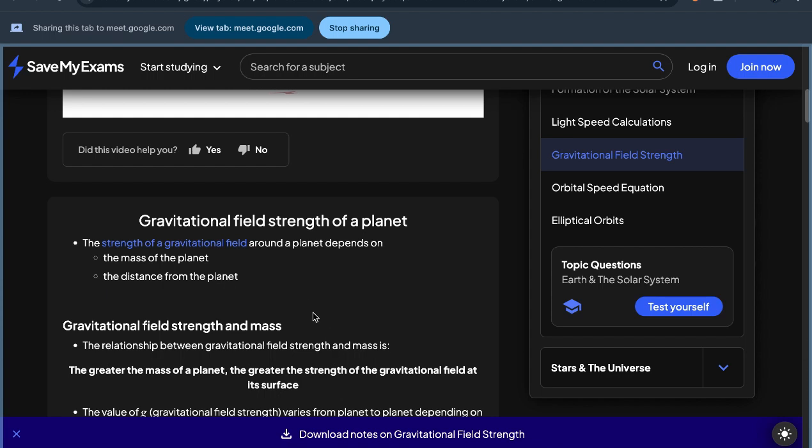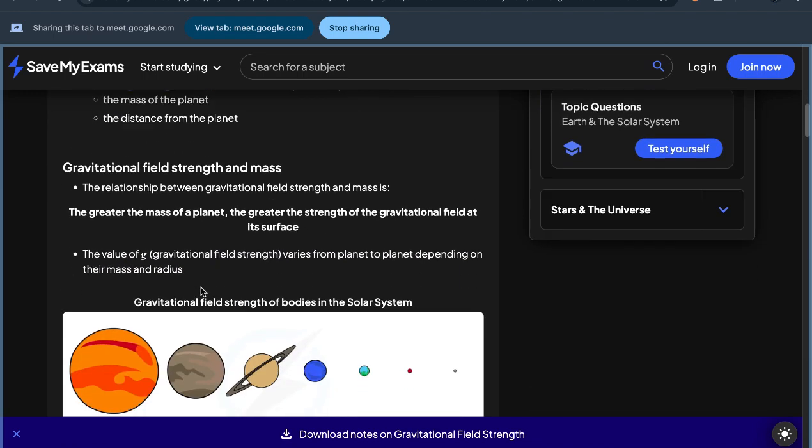The gravitational field strength of a planet. The strength of the gravitational field around a planet depends on these factors: the mass of the planet and the distance from the planet. The bigger the planet, the bigger the gravitational field. And then the distance. If the distance is close, it has a greater gravitational field. If the objects and the planets are farther apart, it has a lesser gravitational field.